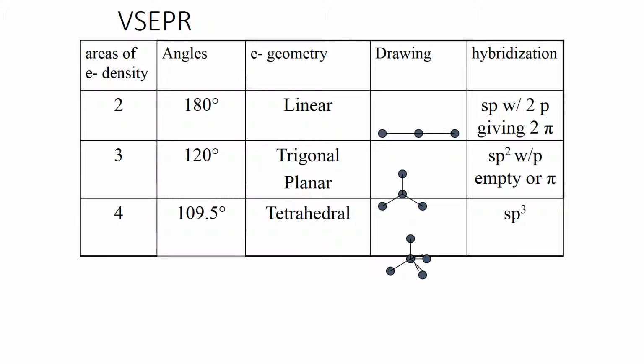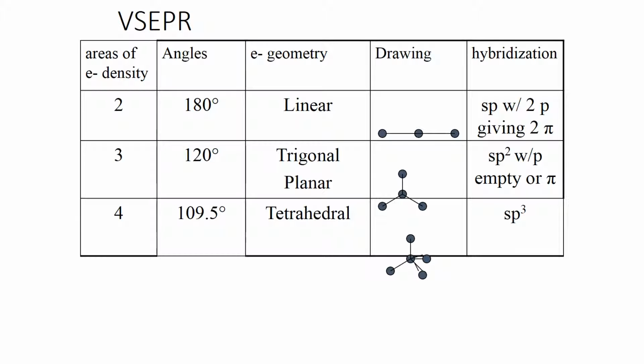If you have 3 areas of electron density, you are always going to have 120 degree angles, and it will be a trigonal planar shape, and we draw it like this. This atom here must be sp2 hybridized with a leftover p on it. Either that p is going to be empty, as in the case of aluminum and boron, or it will be forming a pi bond with something. So you just have to look to figure out what it's forming a pi bond with.